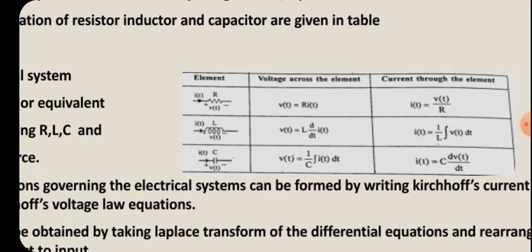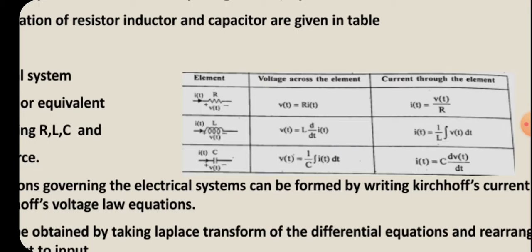First, for the resistor, let i(t) be the instantaneous current through the resistor and v(t) be the voltage drop across the resistor when that current flows. The equation for v(t) and i(t) can be written as v(t) = R i(t), and i(t) can be written as voltage divided by resistance, that is, i(t) = v(t)/R.